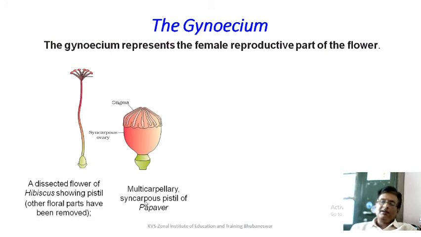This is the diagrammatic representation of Hibiscus gynoecium. You can see on the tip there is stigma, 5 of them. Then there is a style, and at the base there is the ovary.